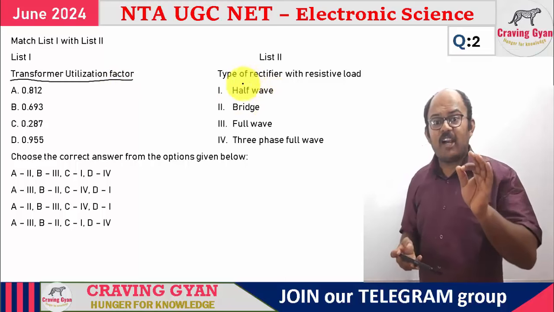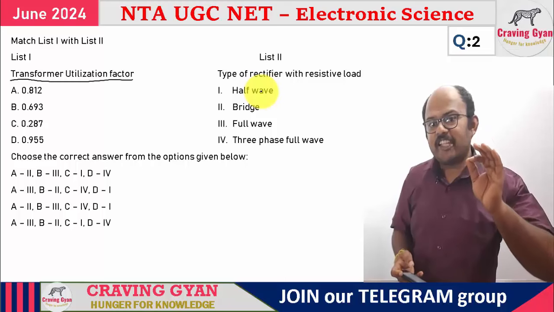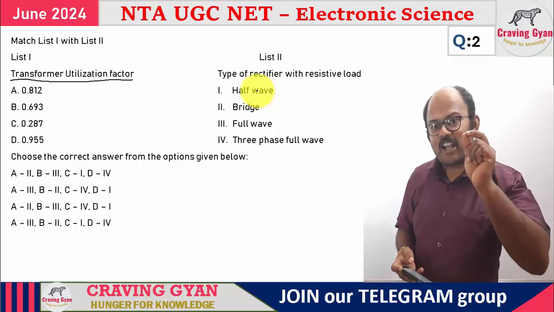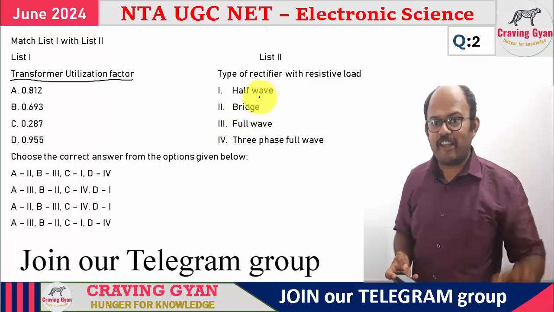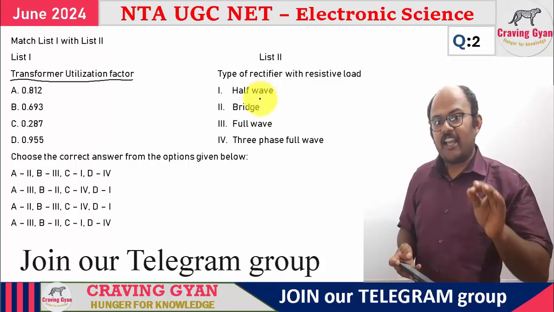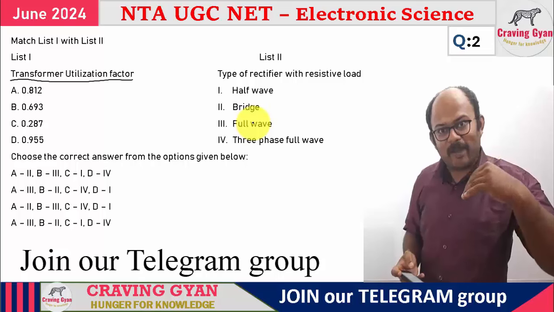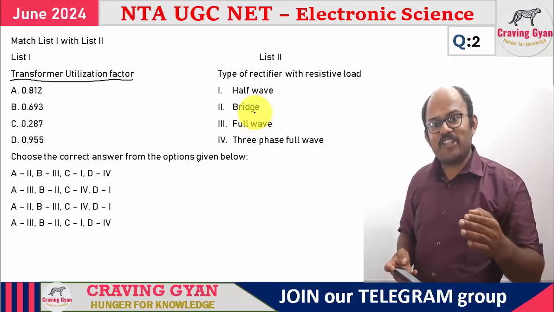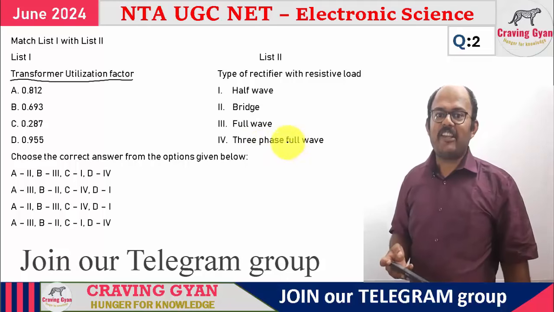If I am talking about a half wave rectifier, the amount of rectification, nothing but the process of converting from AC to pulsating DC, the amount of conversion is very, very less. The better one will be the full wave rectifier. The better one than that will be the bridge rectifier. And the better one than that will be the three phase rectifier.